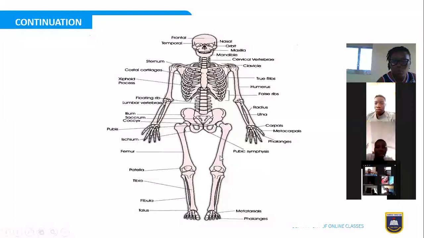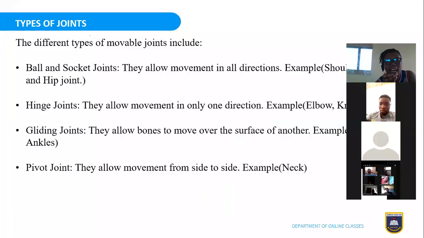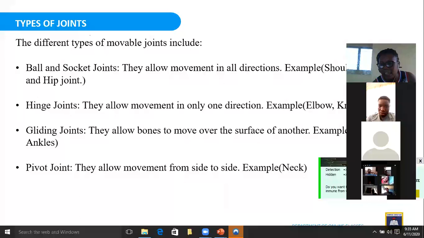Now let's go to gliding joint, or you can say sliding and gliding joint. Sliding and gliding joints allow bones to move over surfaces. Now, you can find sliding and gliding joints here.